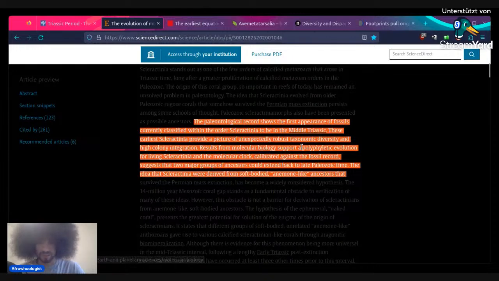results from molecular biology support a polyphyletic evolution for living scleractinia and the molecular clock. So polyphyletic, that just means many branches. Calibrated against the fossil record suggests that two major groups of ancestors could extend back to late Paleozoic time. No, Paleozoic. Late Paleozoic time. So they are assuming that there's two major groups of ancestors that survived the Paleozoic.